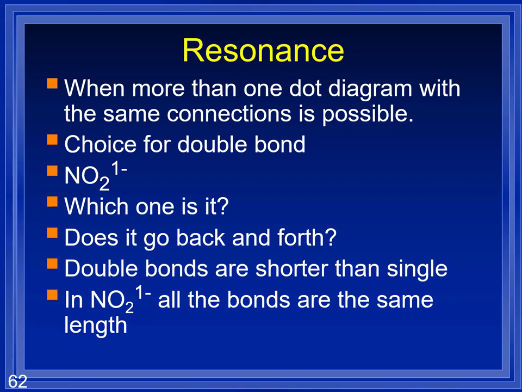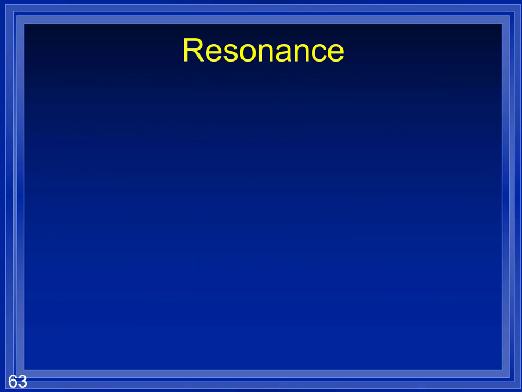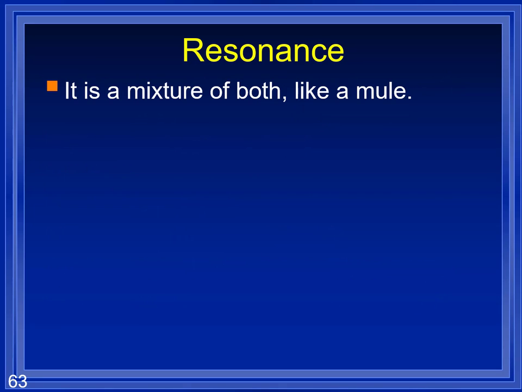So that told them that the problem was in the way they were drawing things. That instead of one bond and two bond, it's really 1.5 bonds and 1.5 bonds. It's really in between the two. Like a mule ends up in between the size of a horse and a donkey. So you end up with a blend of those two, someplace in between.